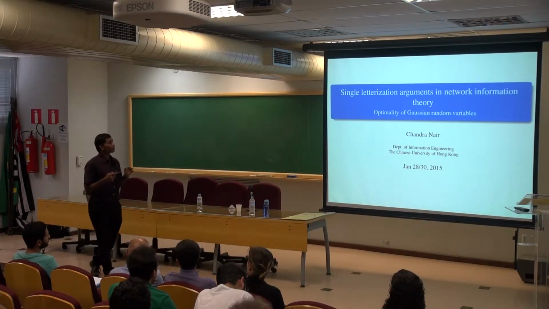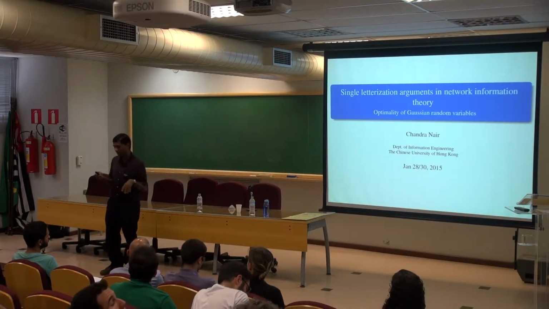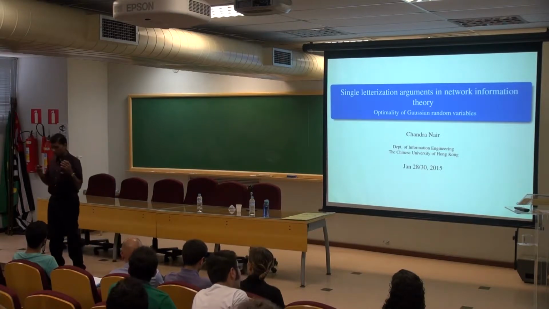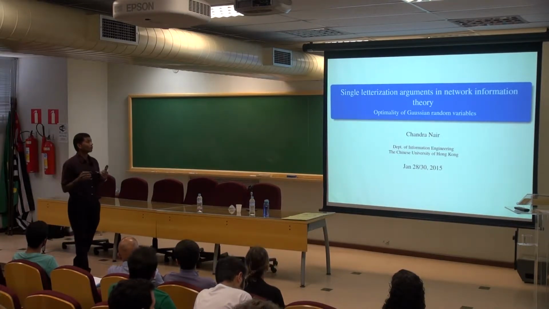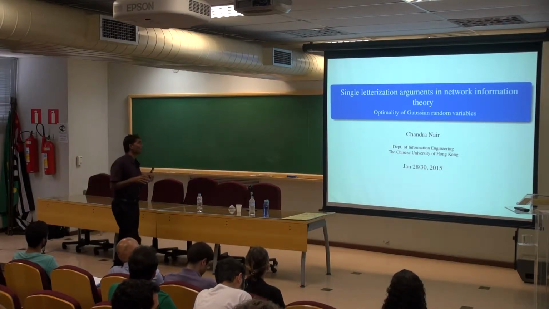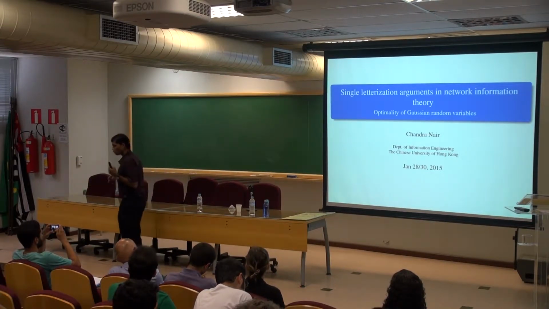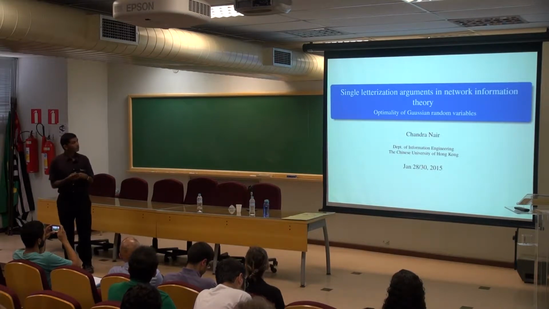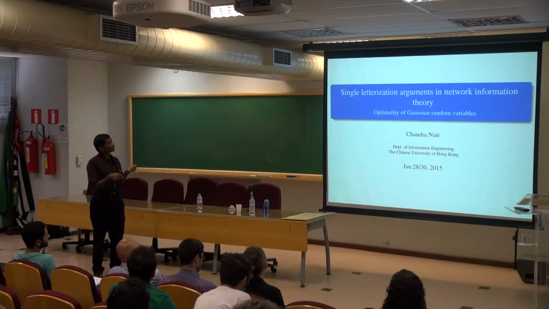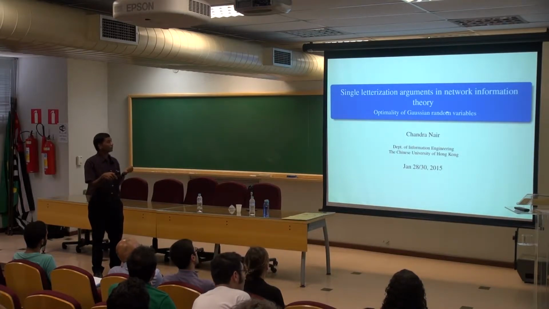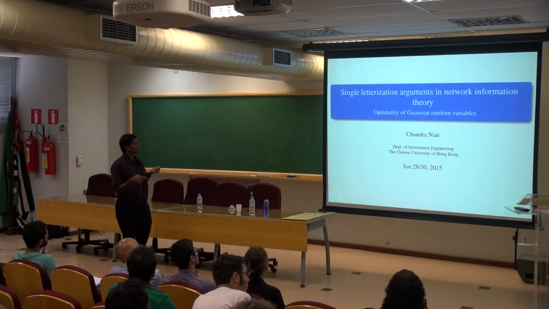This ended up solving something which people have been trying to solve, but it also gives simpler proofs of results which people had before. It's a kind of different argument, and most people would not have seen this, so I'm sure of that. Okay, so the basic idea is single-letterization arguments in network information theory and optimality of Gaussian random variables.